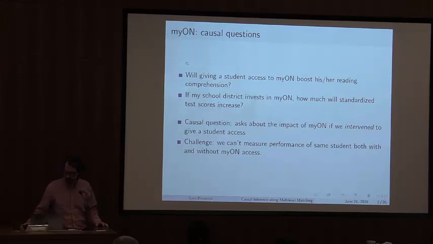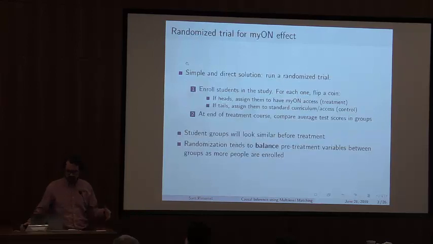So obviously the gold standard way to approach this problem is using a randomized trial. And you can imagine a really simple randomized trial to evaluate Myon. You get a bunch of students who agree to participate in your study. For each one, you flip a coin. If it's heads, you give them Myon access all year long. If it's tails, you tell them, sorry, no Myon access for you. And then at the end of the treatment course, we have two big groups of students. We have them all take the same test and compare their reading scores.